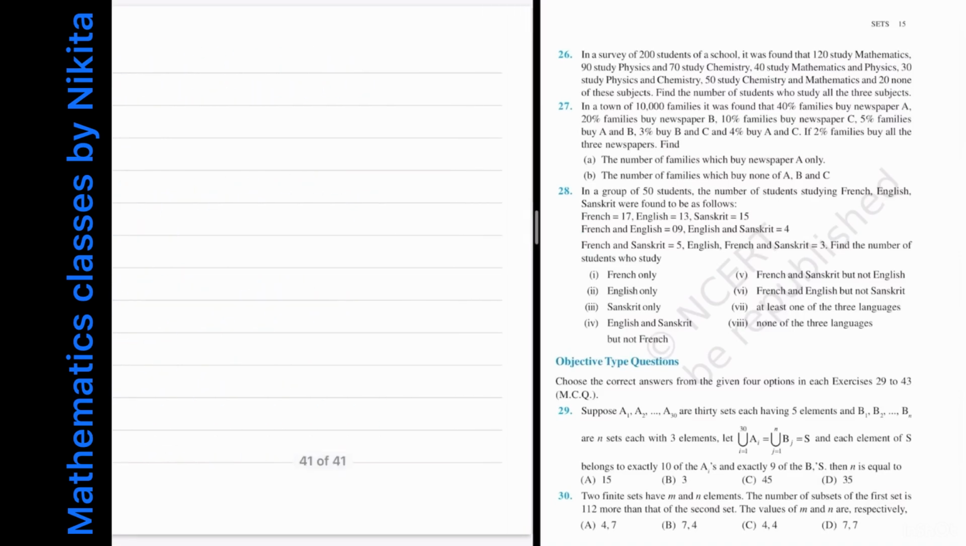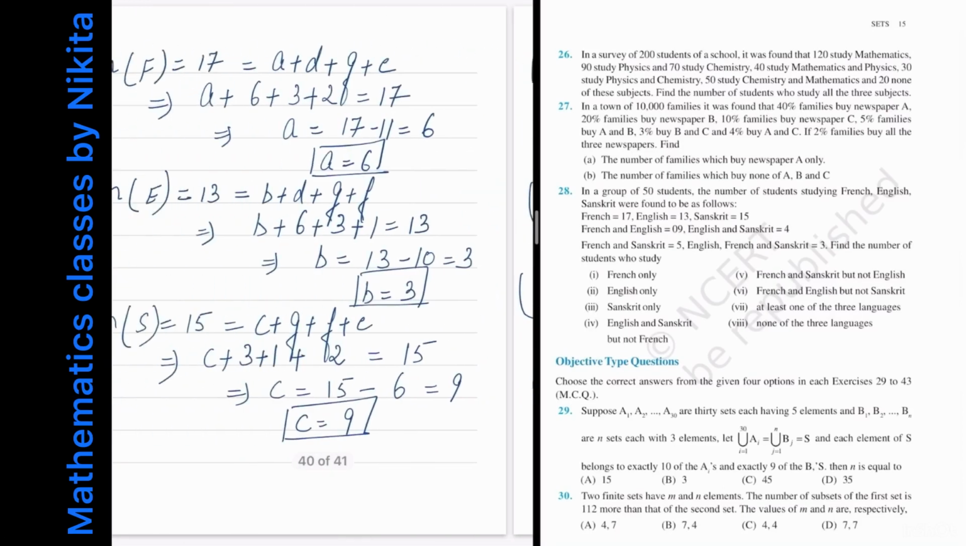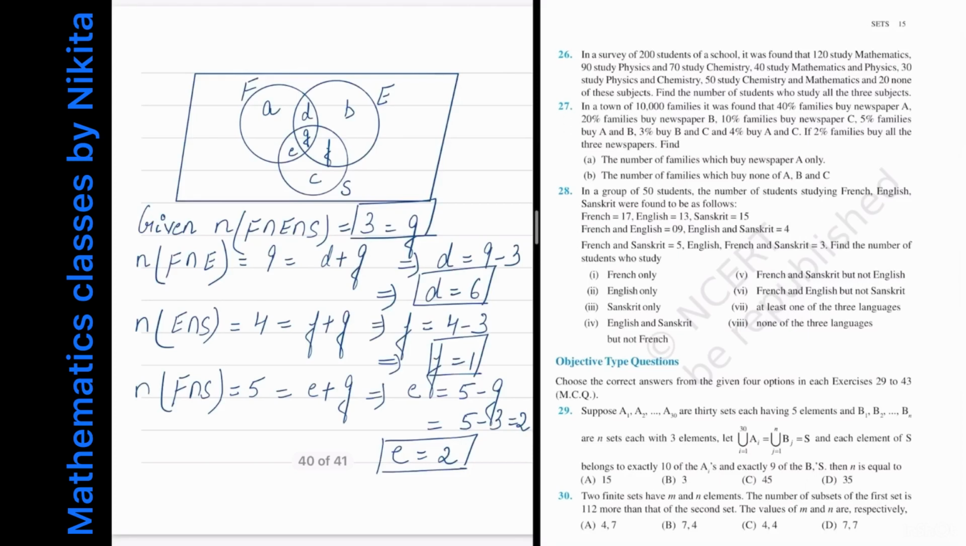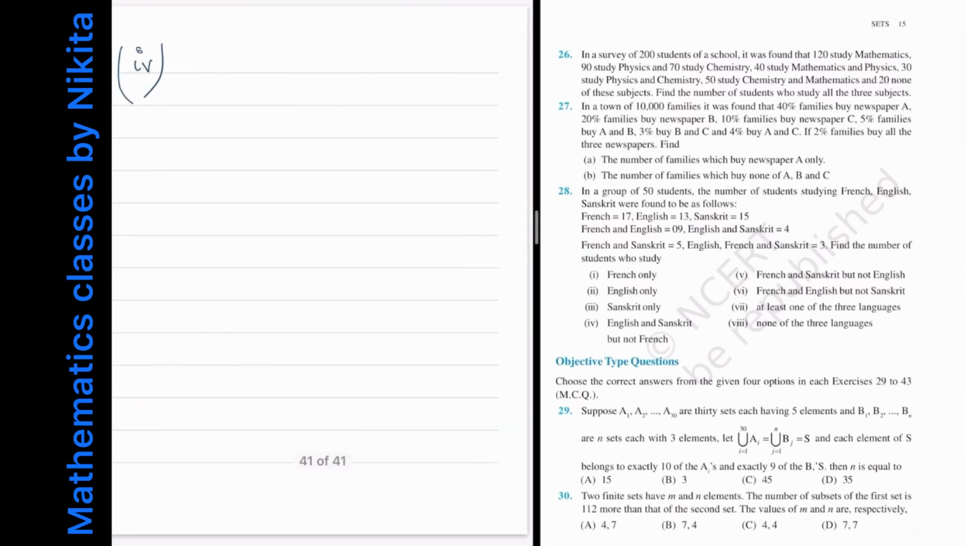Now fifth part. In the fifth part it is saying you have to find the number of students who study French and Sanskrit but not English. तो फ्रेंच और संस्कृत का इंटरसेक्शन है ये, और इसमें से इंग्लिश निकाल दो तो क्या बचेगा? ई. सो यू हैव टू फाइंड द वैल्यू ऑफ ई विच इज़ 2. सो देयरफॉर आई विल राइट टू फाइंड ई, एंड ई इज नथिंग बट 2.